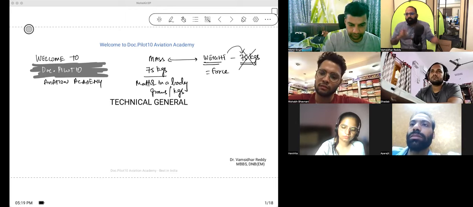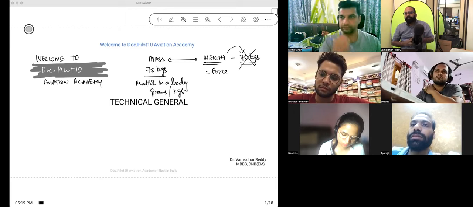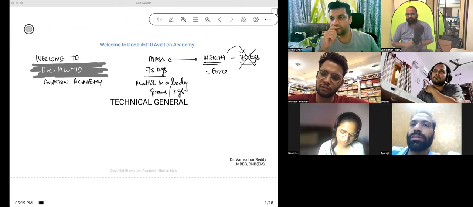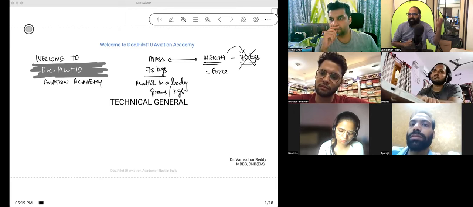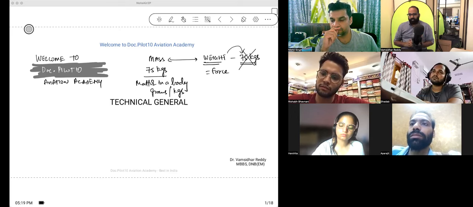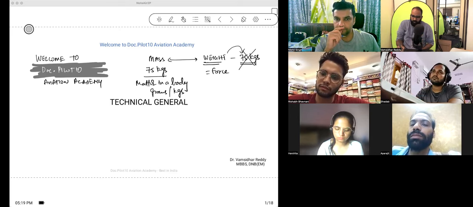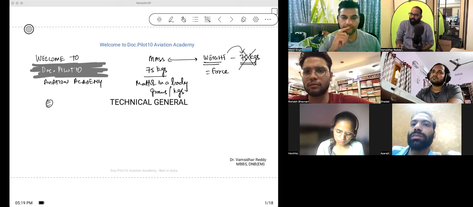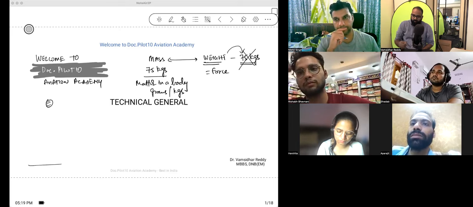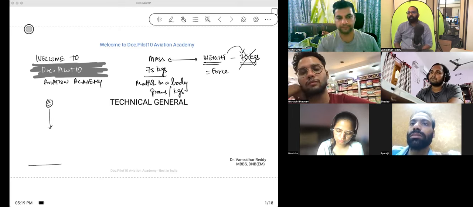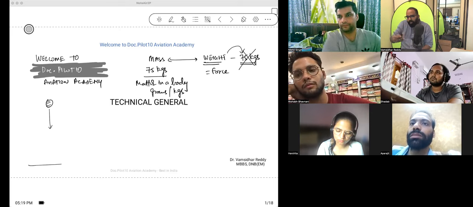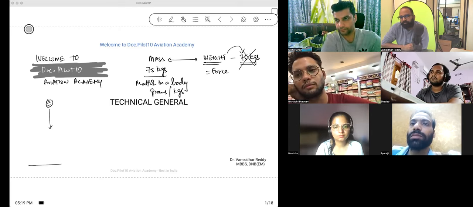Correct. Now, why is the laptop exerting force on my hand? Due to gravity. Gravity is pulling it down. Correct. For example, if you take a ball and drop it down on the floor. Correct. With what acceleration does it come down?